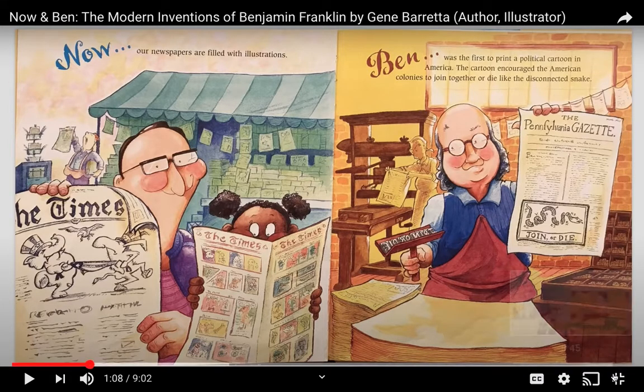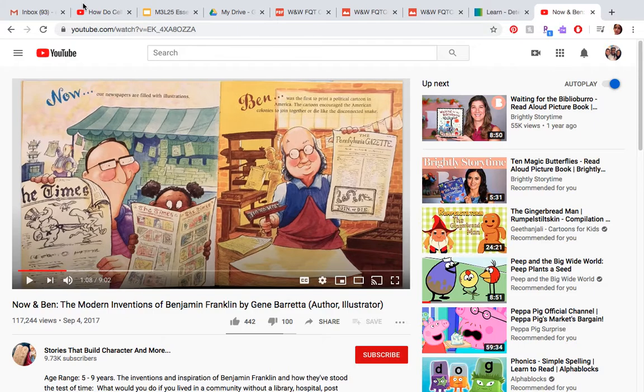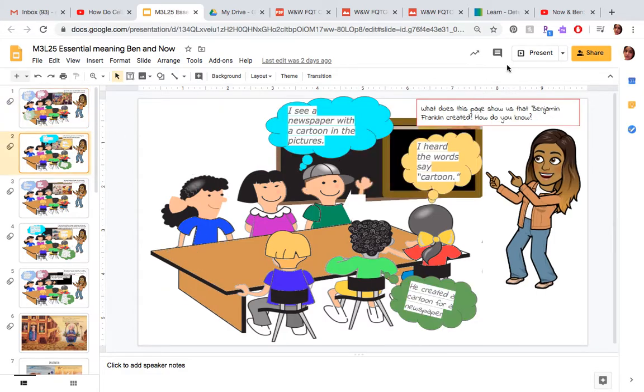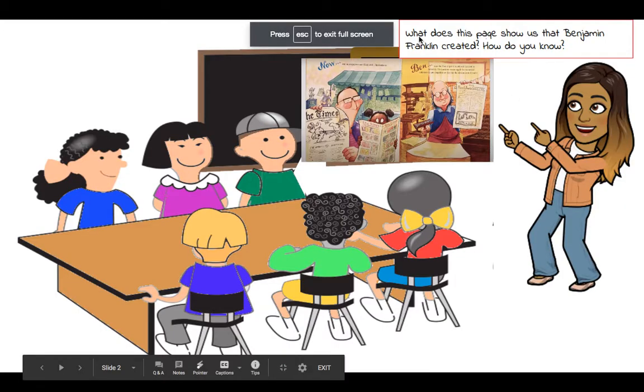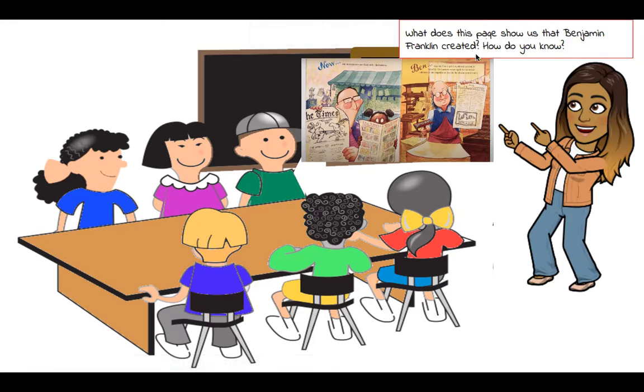Okay, so we're looking at this again. And I'm going to ask my class and you guys as well at home. What does this page show us that Benjamin Franklin created? How do you know? So we just went through it, and you can see the illustrations here. What did he create here? You can think about the words we just heard or the picture.